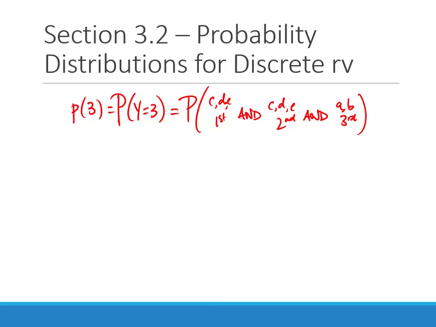So I could write that out in a string of conditional probabilities, but I think you guys are getting the idea. So what's the probability that my first one is C, D, or E? Again, we saw that that was 3 out of 5. Assuming that my first one is C, D, or E, what's the probability that the next one is one of those other ones?